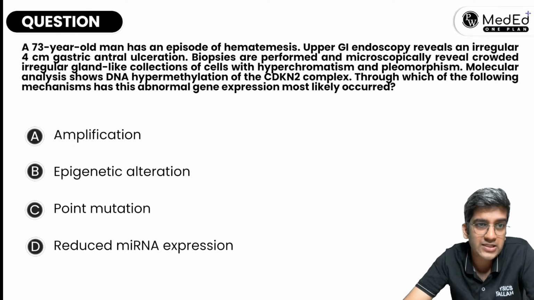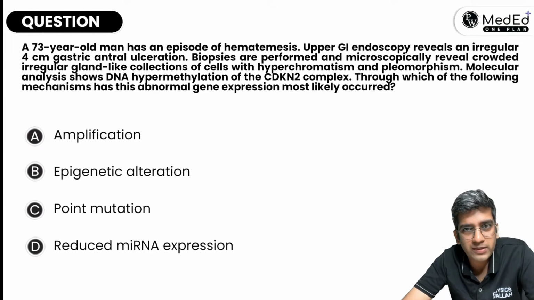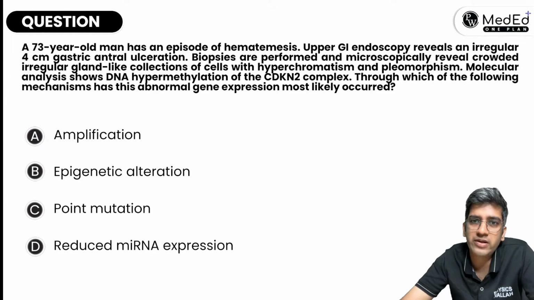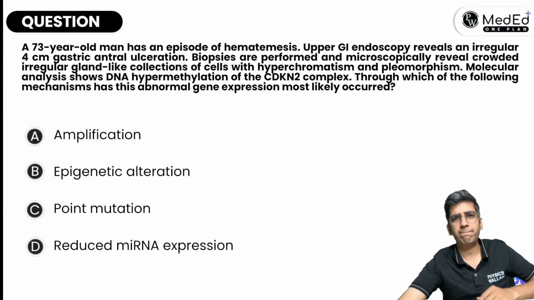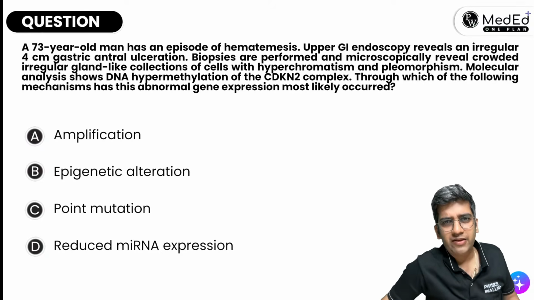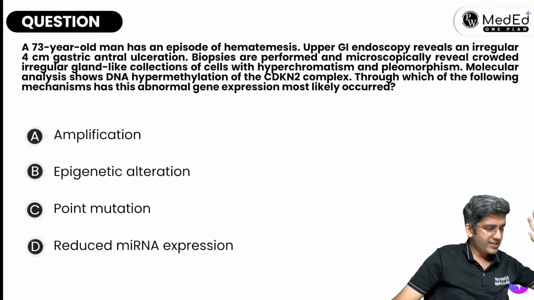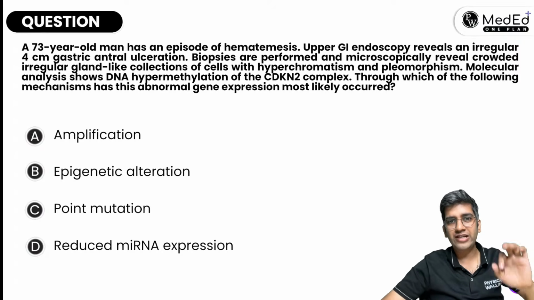So 73-year-old man with episode of hemoptysis, upper GI shows an irregular 4 cm gastric ulceration. Everything is there, irregular glandular collection, everything is there. Through which of the following mechanisms is the abnormal gene expression likely to have occurred here? Okay, Das has gone for A. Might be a bouncer question. Let's see if any one of you can get the right answer. The answer is there in the question, but I want you to read it and understand it.